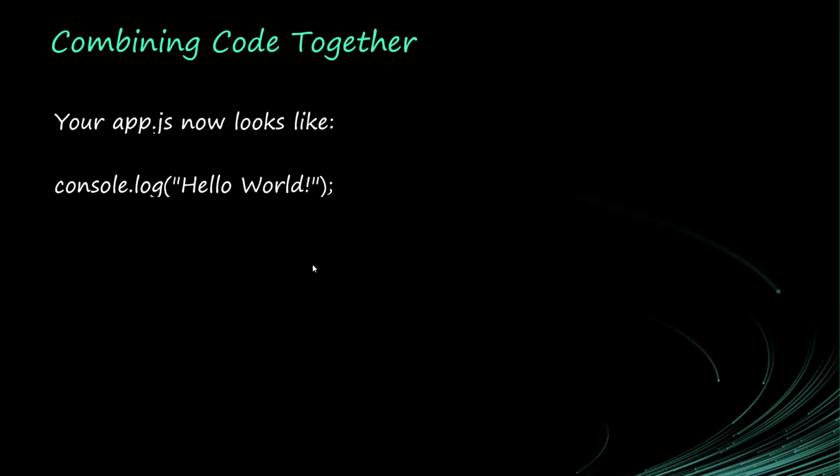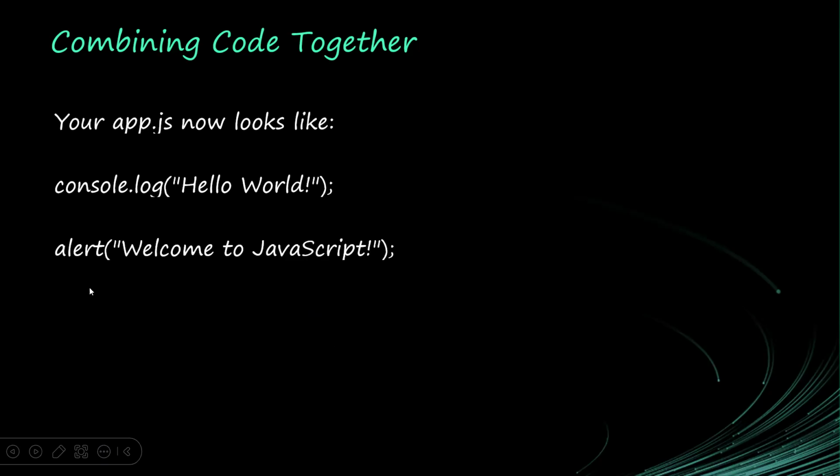Your app now looks like console.log. You can still write the console.log hello world and also the alert. You can have the two of them. But when you have both, console.log will be logged in the console tab, while the alert will pop up when you refresh your browser. Make sure you refresh your browser if you're not seeing that alert. All right, so let's write more JavaScript code.